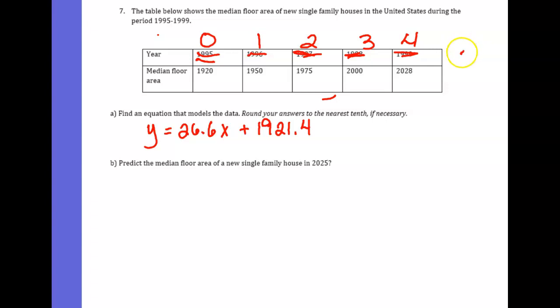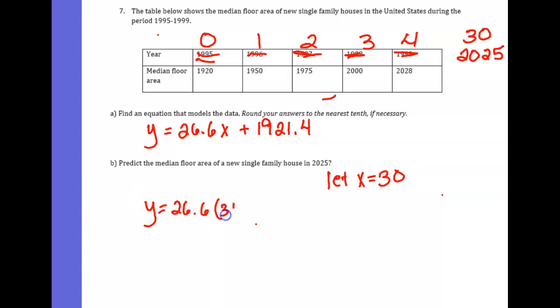It says predict the median floor area of a new single-family house in 2025. Well, 2025 is 30 years away from 1995, so we need to let our x be equal to 30 in that case. That's important. When we plug it in, y is equal to 26.6 times 30, and then we add it to the 1921.4, and we end up with y is equal to 2,719.4 square feet.